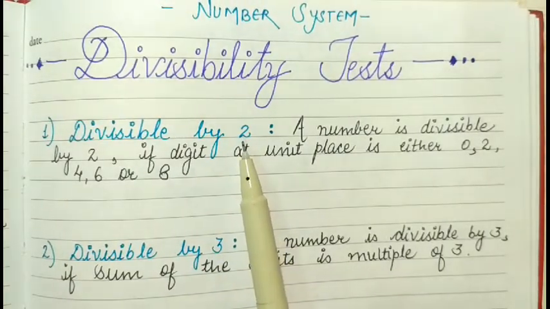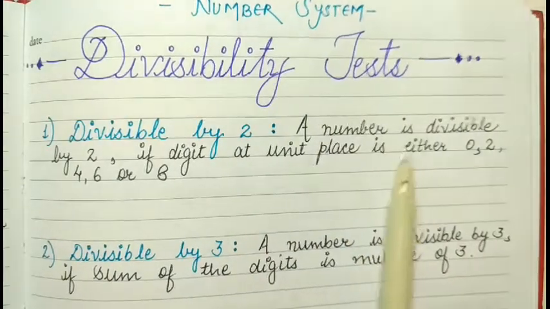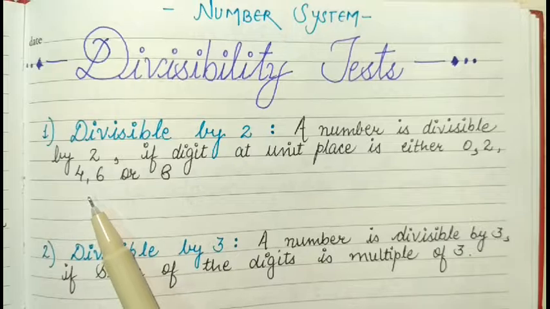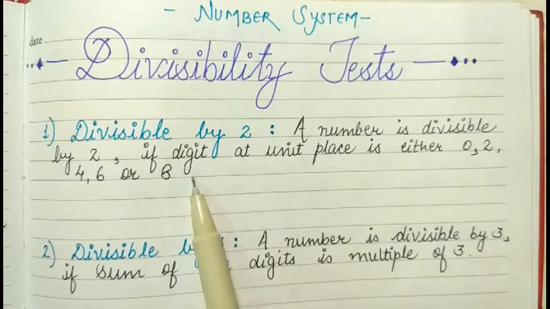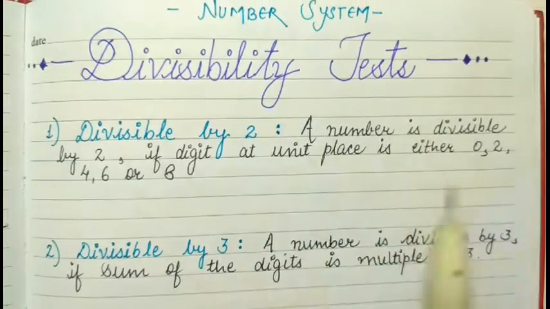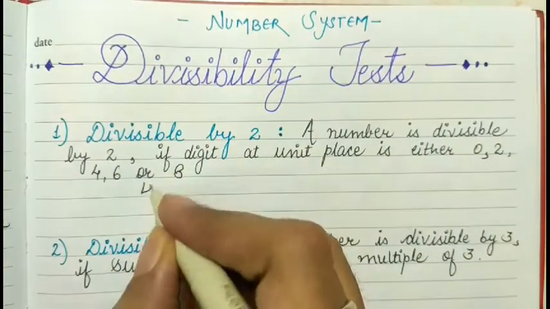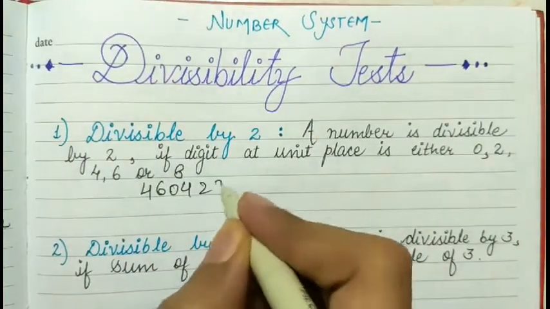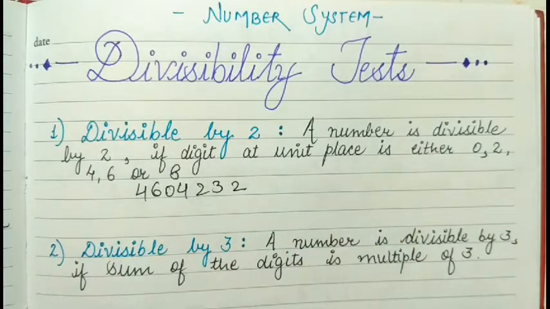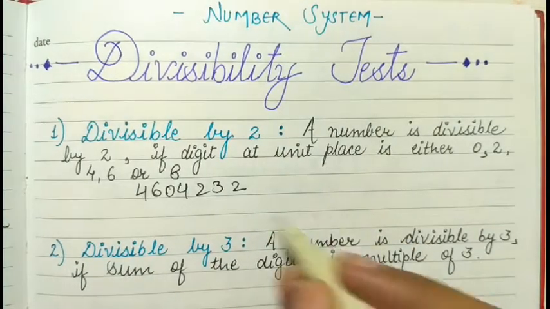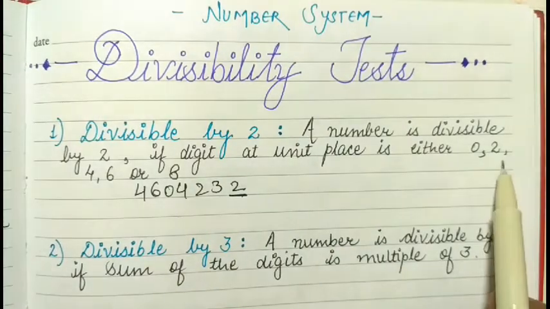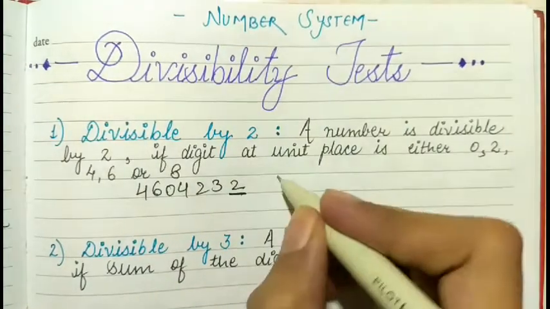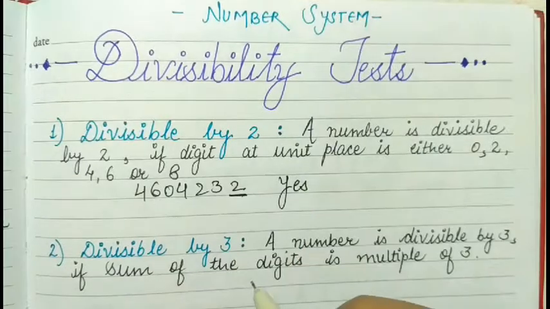The simple rule is that just check the unit digit. If the digit at the unit place is either 0, 2, 4, 6 or 8, then the number is divisible by 2, otherwise the number is not divisible. For example, we are given a number 4604232. Without dividing the number by 2, just looking at the unit digit. Since the unit digit is 2, it is satisfying our rule. So yes, the number is divisible by 2.